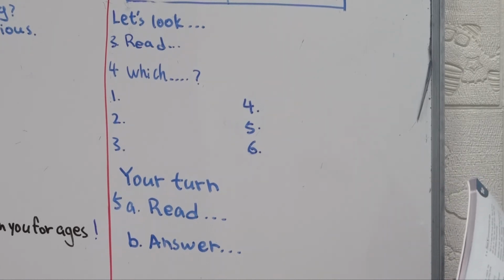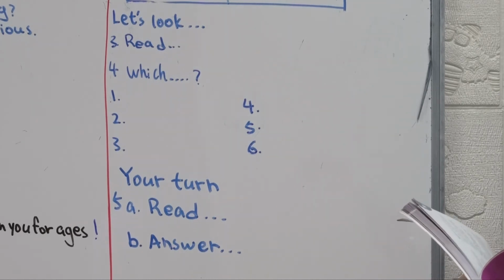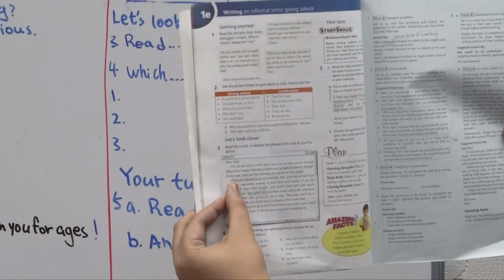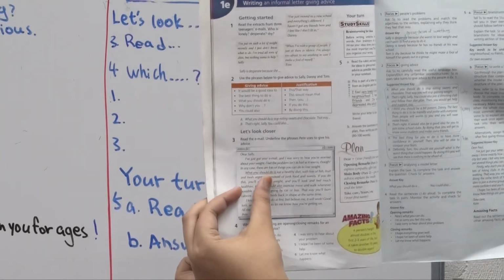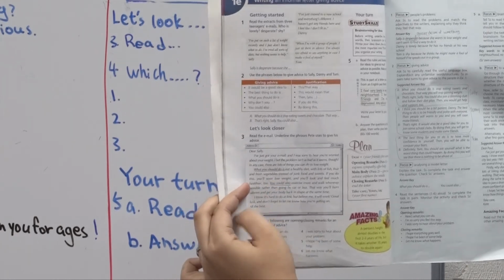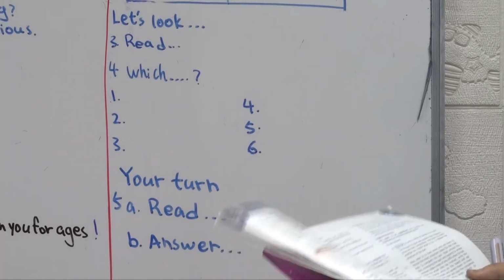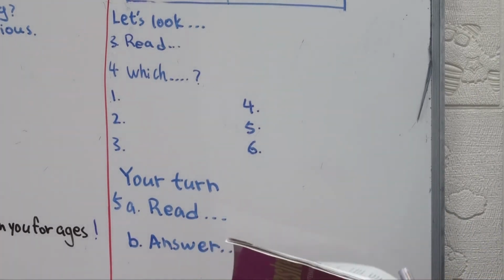Alright, so what is the advice that Pete has given to Sally? Which phrases? There is a lot of advice, of course, but you have to tell me the phrases. The phrases are: what you should do is, and the second phrase is, you could also. So these are the two phrases that Pete has used.